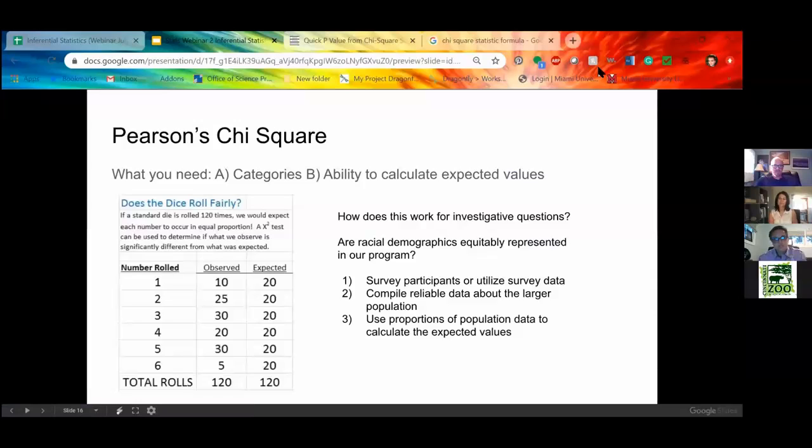We are going to start with Pearson's. And for Pearson's, you need two things. You need categories. The example here is sort of your main example, maybe from statistics class in high school or college. I have a dice, assuming that it's not loaded, it should be due to chance alone. I should get an equal number of 1s, 2s, 3s, 4s, 5s, and 6s. And if I don't get that, then I need to ask more questions, right?